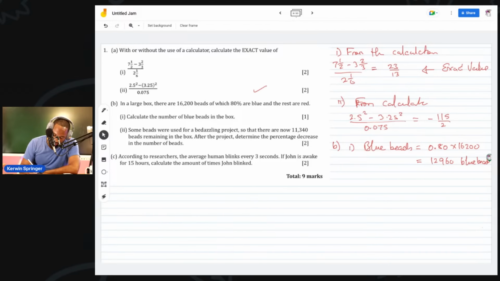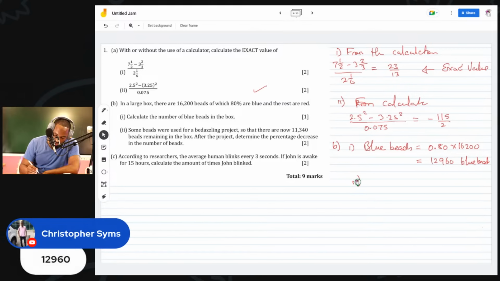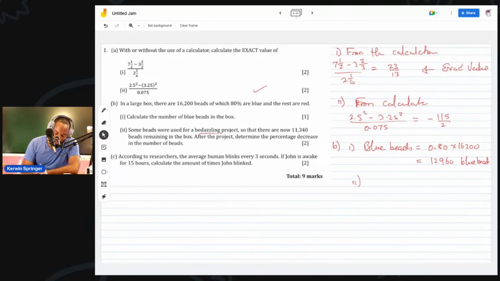And for part 2, some beads were used for a project, so that there are now 11,340 beads remaining in the box after the project. Determine the percentage decrease in the number of beads. So they just tell you about the red beads for kicks. I find that could be part of the question too.